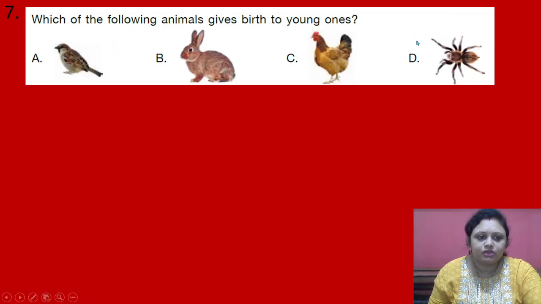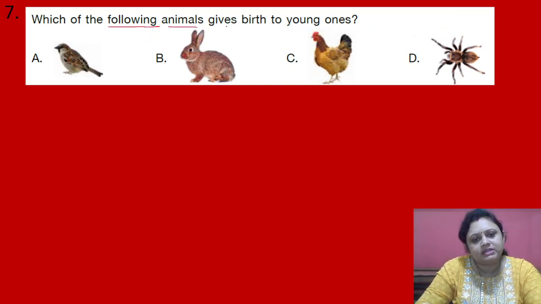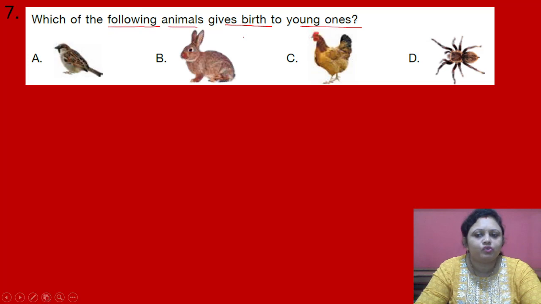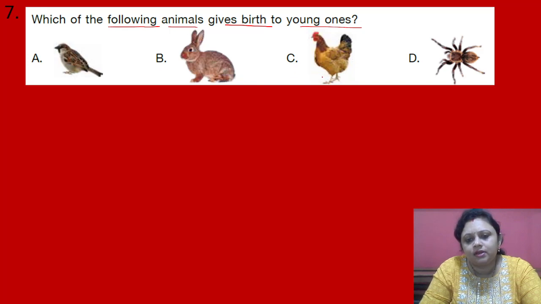Okay. Coming to the next question, which of the following animals gives birth to young ones? Four options are there. In option A, that is a bird. In B, rabbit. In C, cock. In D, that is a spider. So what should we do? We have to find out the animals which give birth to the young ones. So can you tell me the answer?